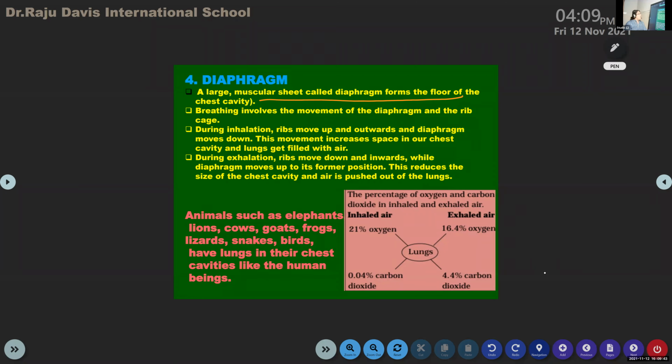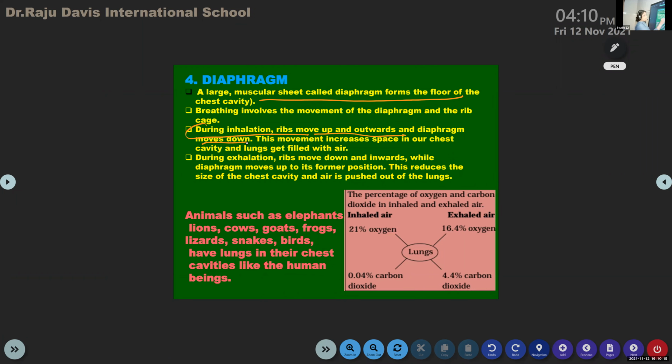So what is the movement? During inhalation, ribs move up and outwards. When you touch below the chest, something is moving upward. Which is moving upward? Ribs. Our ribs move up and outwards, and the diaphragm moves down. You don't feel the diaphragm; only the ribs are moving up actually.